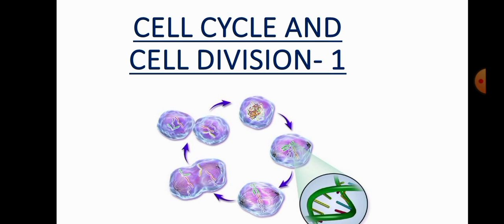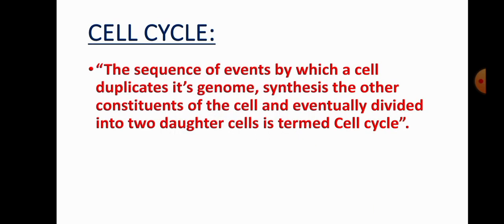As we all know, cell division is a very important process in all living organisms. Every body starts from a single cell and then later on, the single cell divides and growth happens. So that process of cell division is known as cell cycle. So what is cell cycle now? The sequence of events by which a cell duplicates its genome and synthesizes the other constituents of the cell and eventually divides into two daughter cells is termed cell cycle.